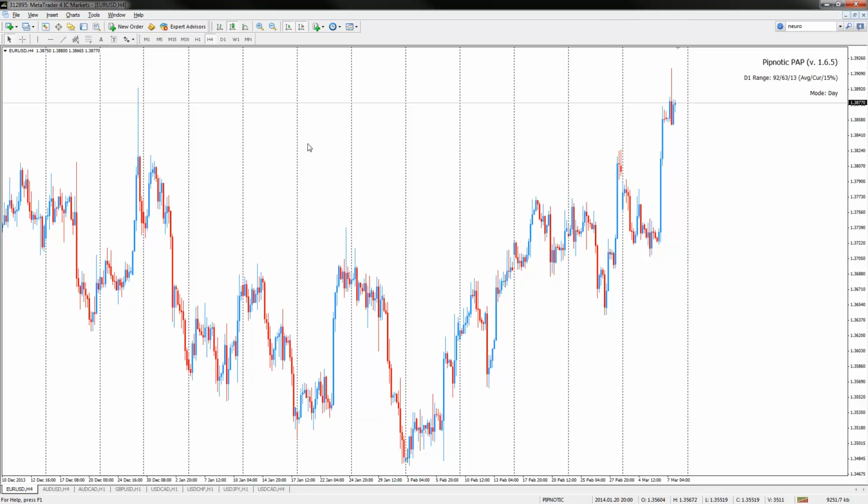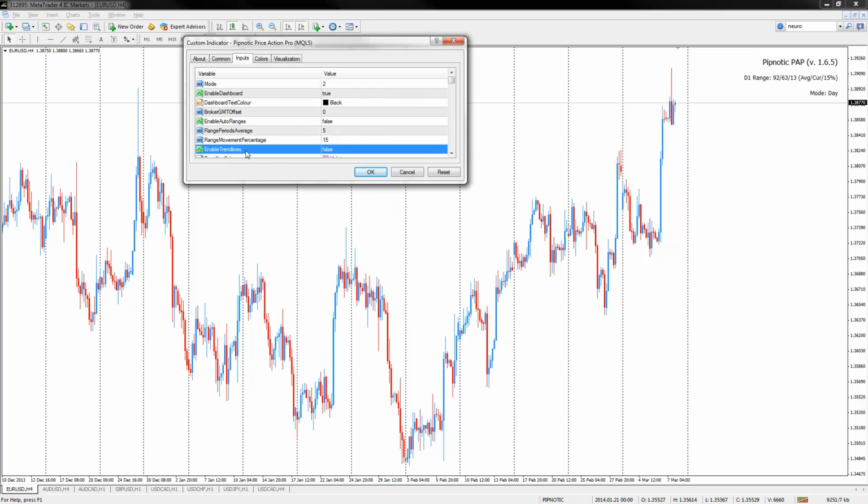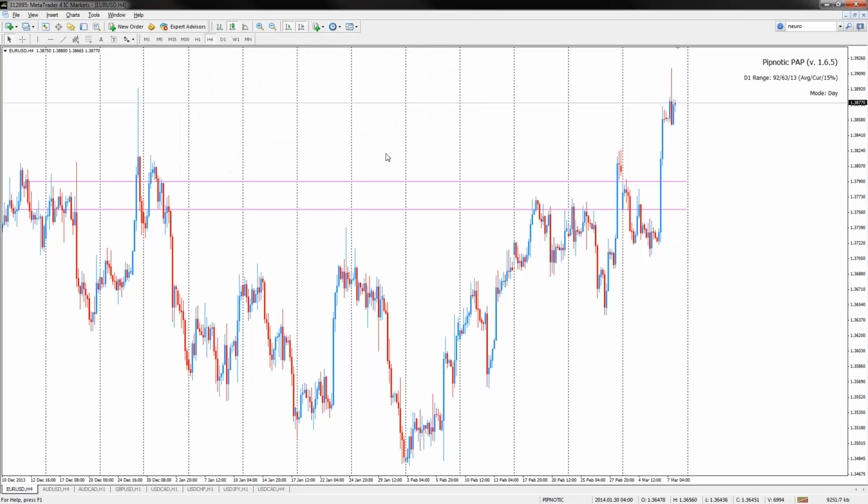So if we go here and get up the settings of the indicator, you can see there's a setting called enable trend lines. Just set this to true. Then if you scroll down just a little bit, you can see enable dynamic analysis. Set this one to true as well, and simply press OK. Then you'll see these pink lines being drawn.